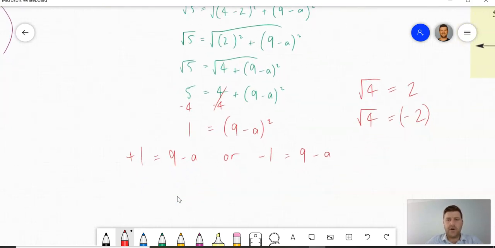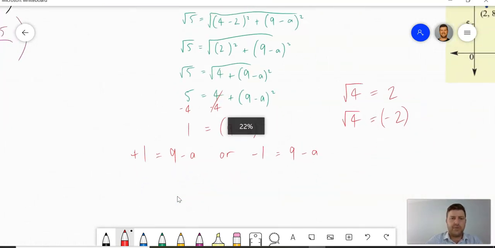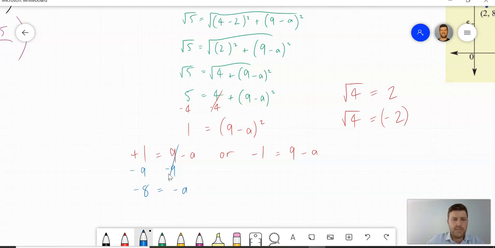Alright, so now to solve that further algebraically, I'm going to get rid of the 9 from the right-hand side. So to get rid of that positive 9, I'm going to take 9, sorry, I'm switching to blue pen here. Take 9 over here. 1 take 9 is minus 8 equals minus a. And if I divide both sides by minus 1, then I'm left with 8 equals a, or a equals 8.